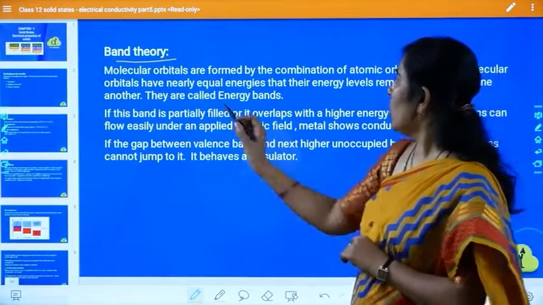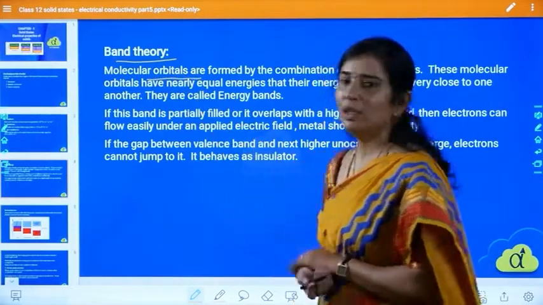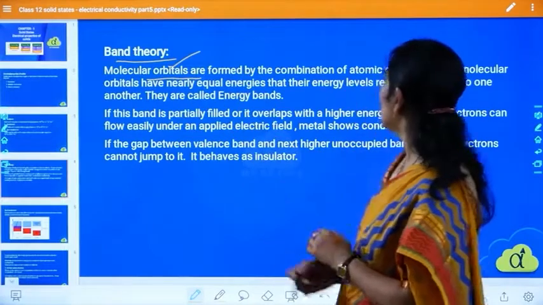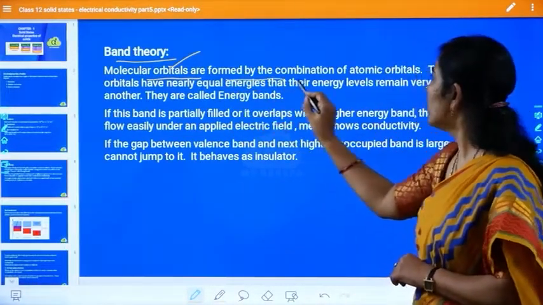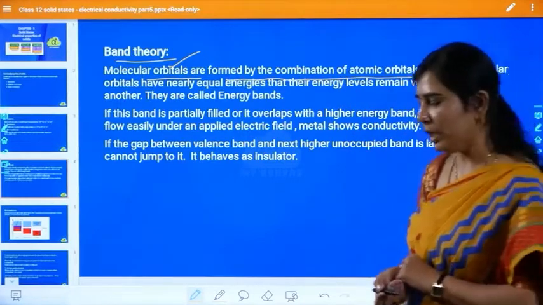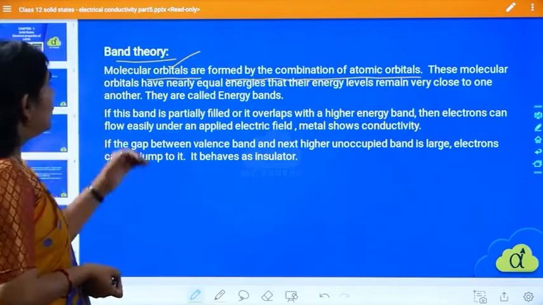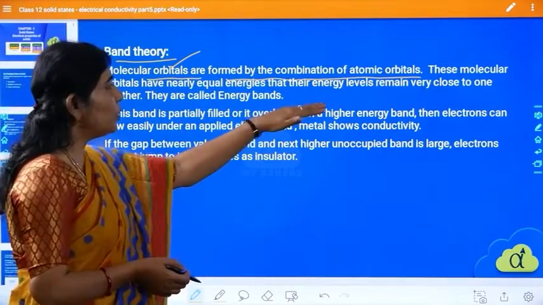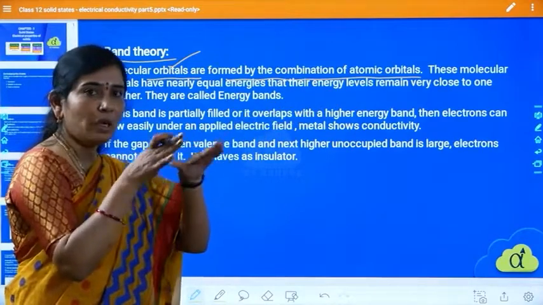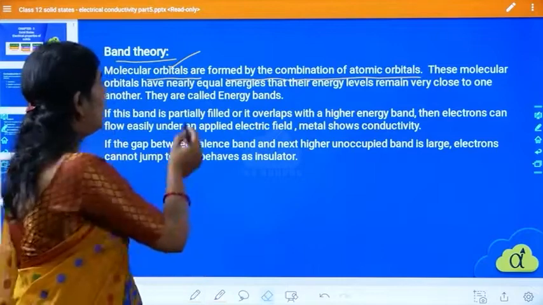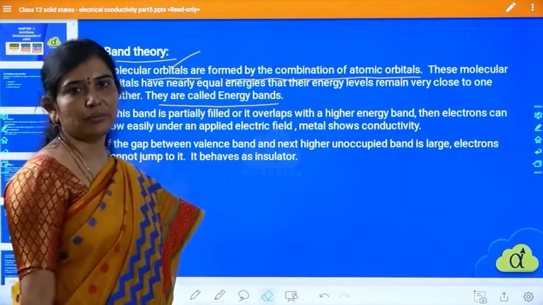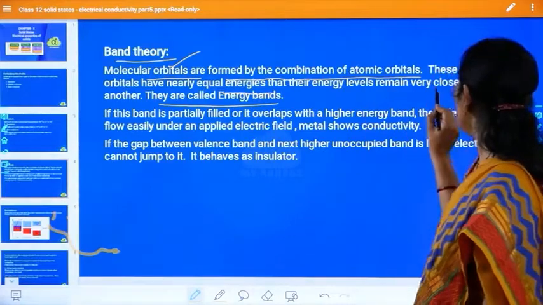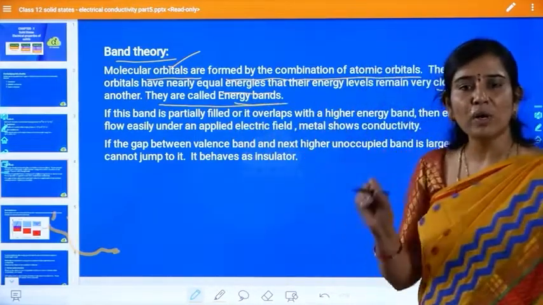What do you mean by molecular orbitals? How do you get molecular orbitals? Due to the overlapping of atomic orbitals you get molecular orbitals. Molecular orbitals are formed by the combination of atomic orbitals. These atomic orbitals have almost equal energies. When all the molecular orbital energies remain very close to one another, we call them energy bands. So the equal energies that remain very close to one another result in the formation of energy bands.